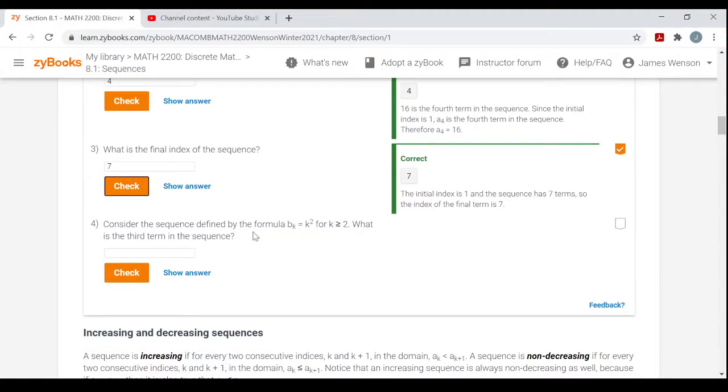And consider the sequence defined by the formula bk equals k squared. Again, an explicit formula telling you exactly what a particular term is by just plugging in a number, plugging in the index. Starting at 2, see k is greater or equal to 2. What is the third term of this sequence? Now be careful. They said third term. That doesn't mean plug in 3. All right, let me show you.